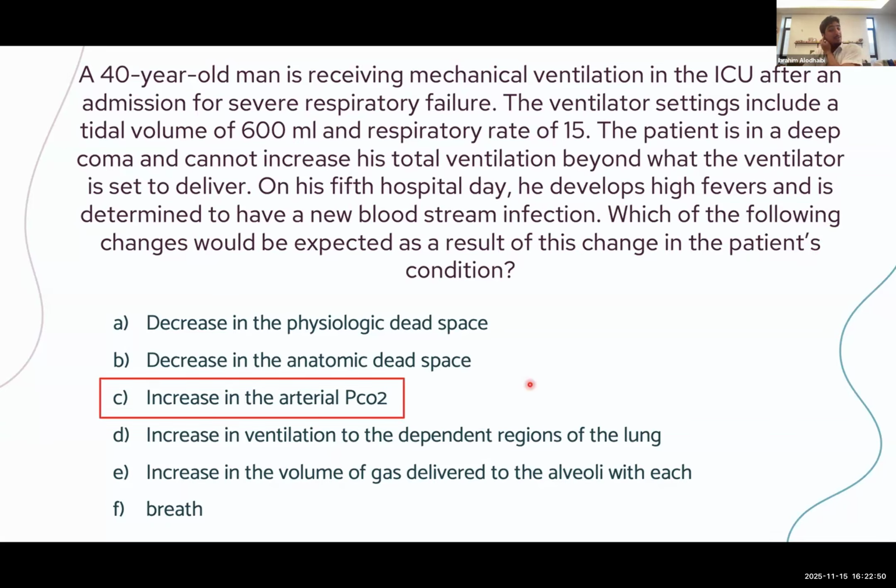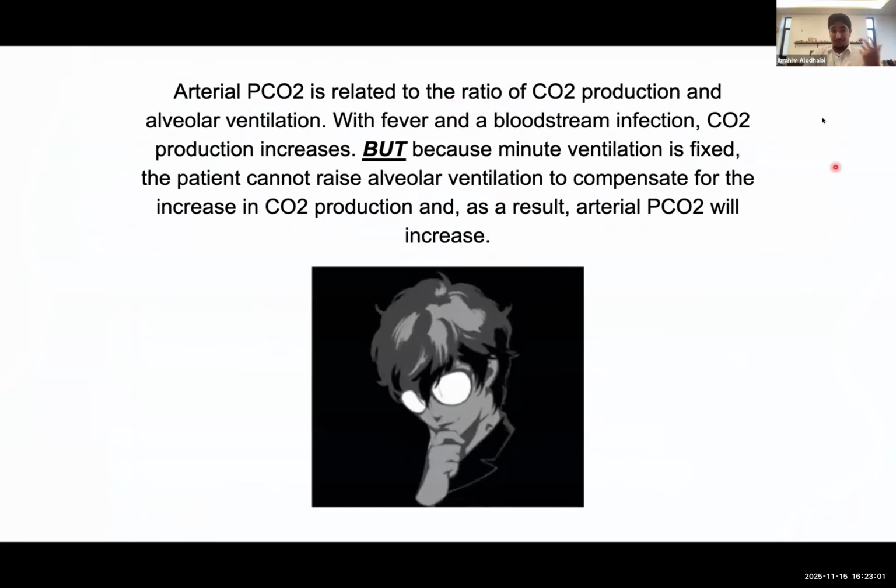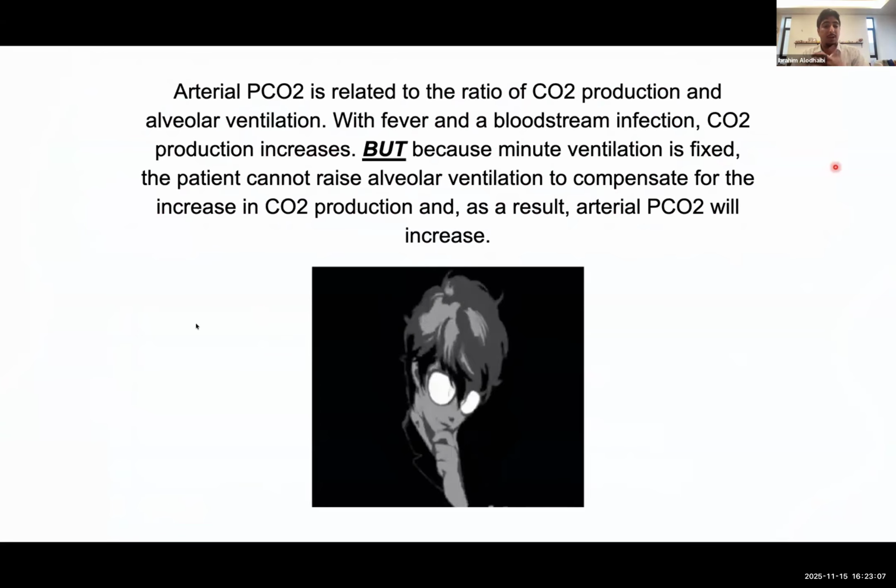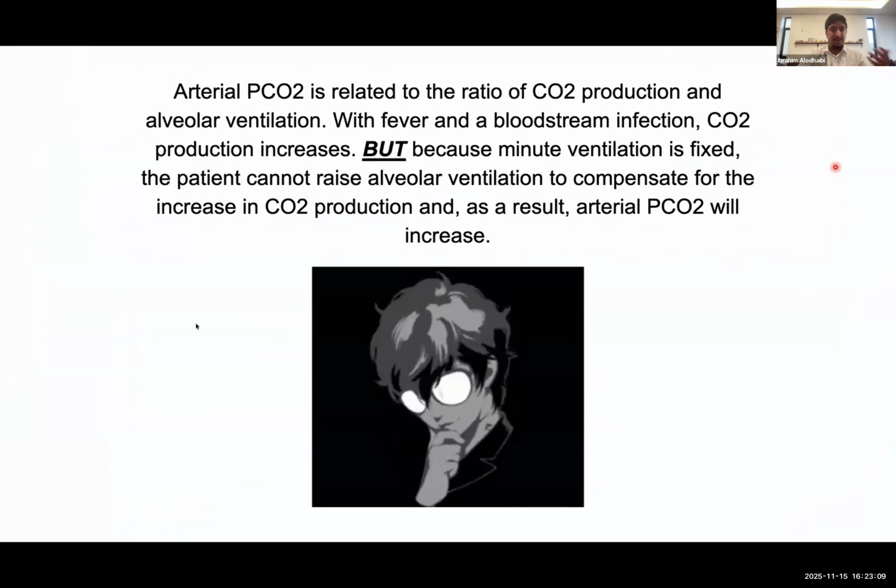All right, so you guys are right. The answer is C, and we're going to explain it, and then I'll talk about the approach to these questions, because you will get a lot of clinical scenarios like this. So, arterial PCO2 is related to the ratio of CO2 production and alveolar ventilation. With a fever and a bloodstream infection, CO2 production is going to increase, and it should increase.